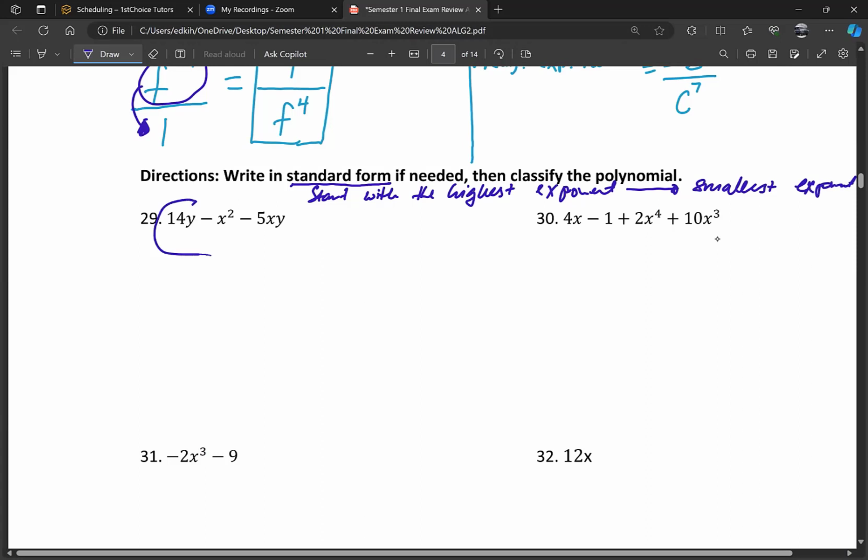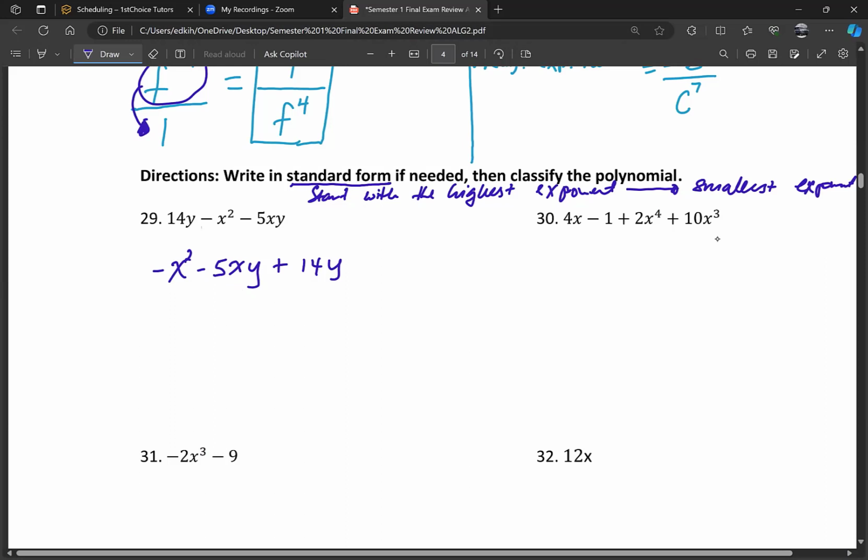So when we look at a question like this, the highest degree or highest exponent is x squared. So I'm going to say negative x to the second. Yes, you have to look at the sign that's right before that value. Minus 5xy plus 14y. The xy will take precedence because it has an x. So yeah, that would have to be it.